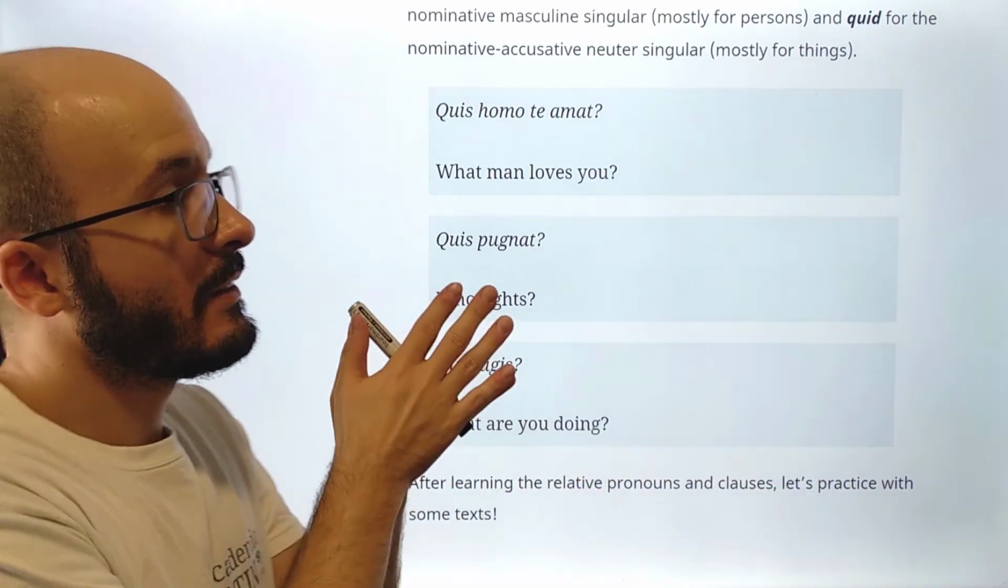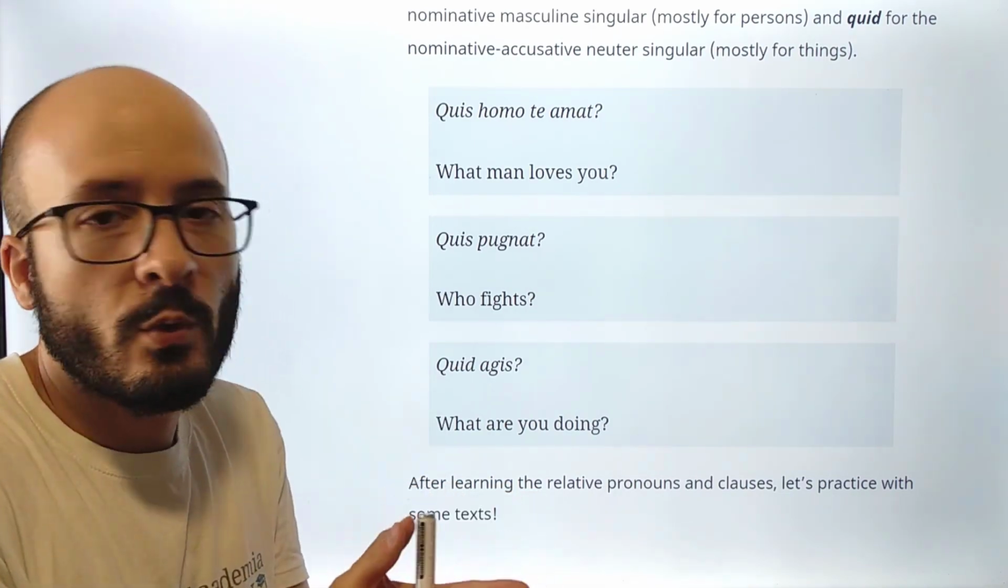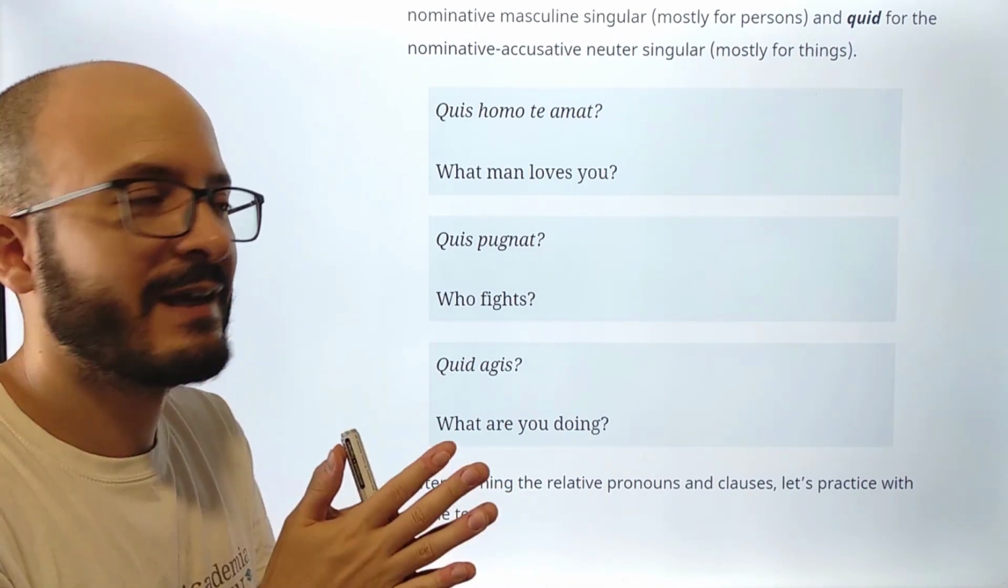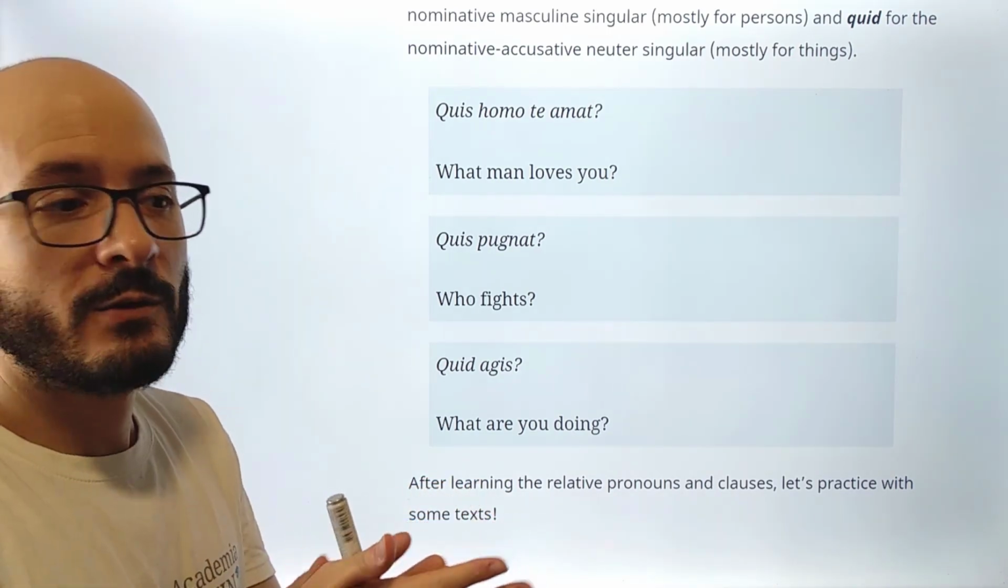Okay, so that's all the theory for this lesson. It is a quite intensive and intense lesson, but it is quite important. So now let's practice.